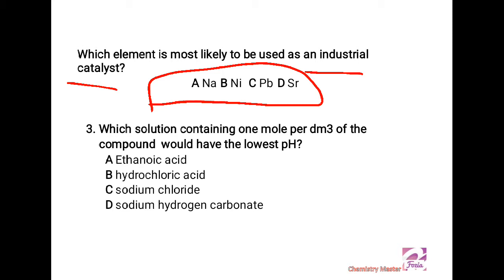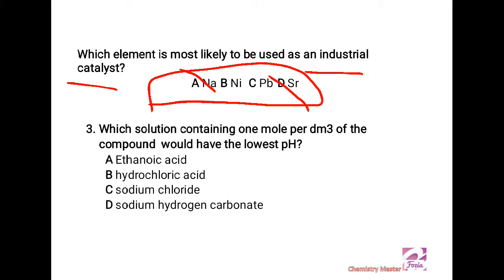So you see, among the 4 options, which is a transition element or transition metal? Sodium is a very reactive metal. It readily reacts with air and water, with moisture. So a catalyst must be chosen on the basis of its stability, not on the basis of its reactivity. So A is omitted. What about strontium? Again, strontium is in group 2A, a reactive metal. It can't be used as a catalyst.